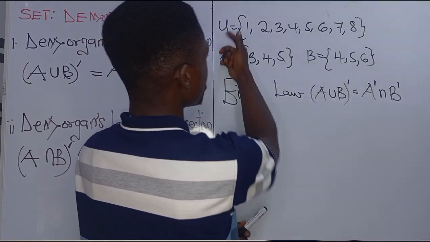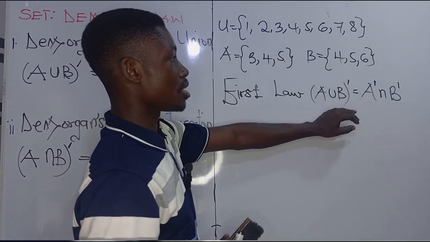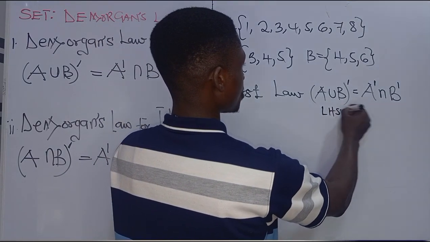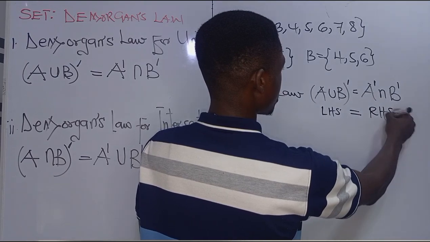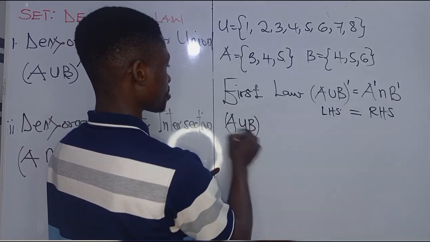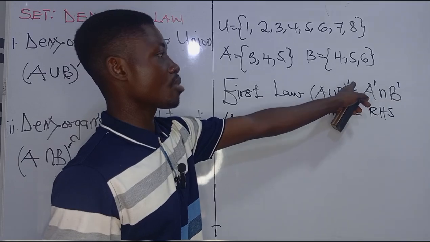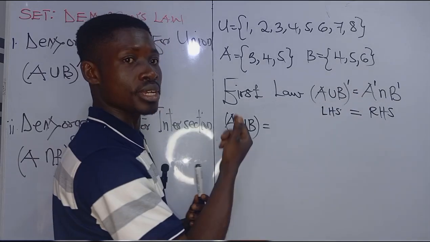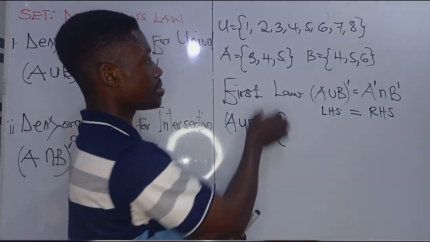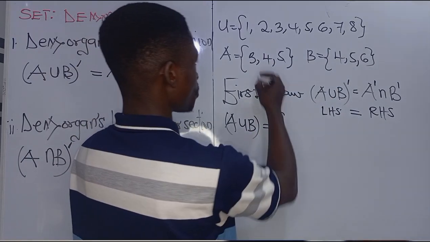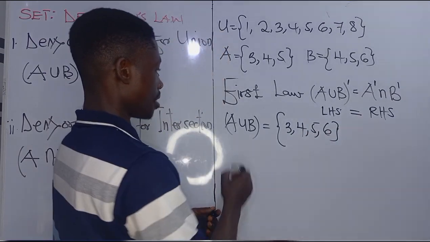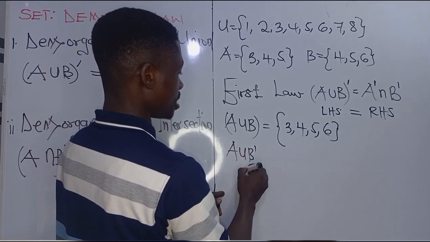So let's start. We have set U, set A, and set B. We are going to use these sets to verify if the left hand side is the same as the right hand side. We start with A union B. Before we can find A union B complement, we have to first find A union B. A union B means we combine all the elements in A and B into a single set. So we have 3, 4, 5, and then 6.